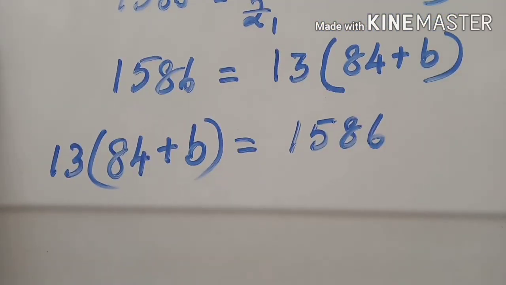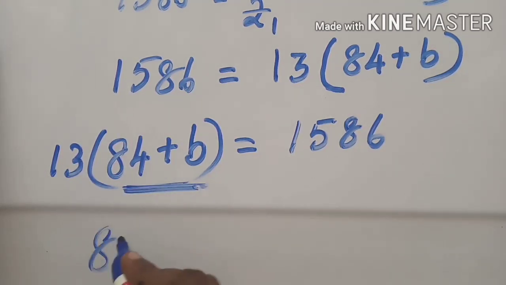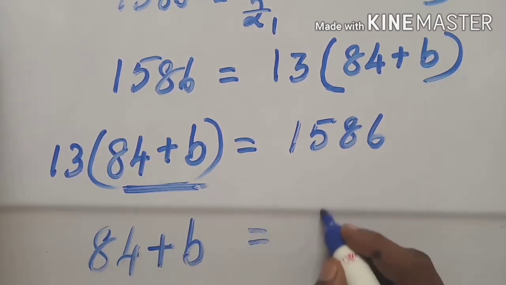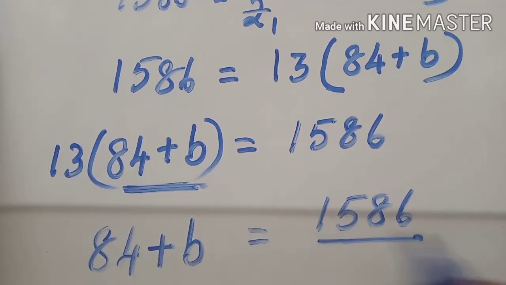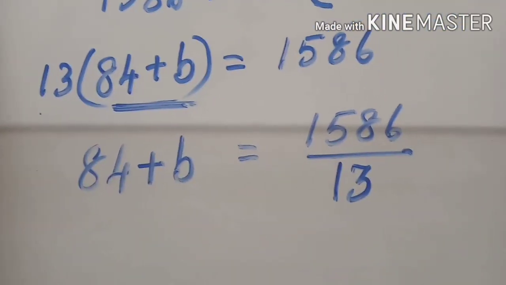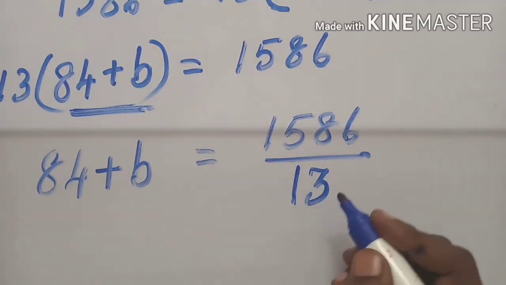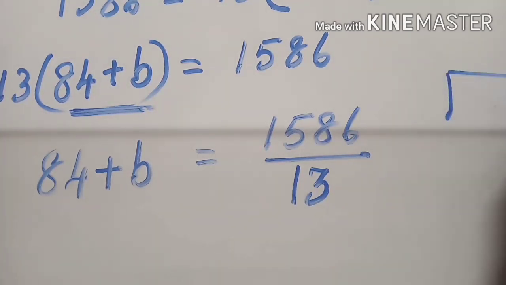Now, therefore, we have to find the value of B. That alone we can keep on one side. 84 plus B is equal to 1586 divided by, this multiple 13 will come over to this side. Now what will happen? Divide by 13. Right? Now we have to do the cancellation. No 13th table? If you don't know, is it okay? No problem. We can do this division part.